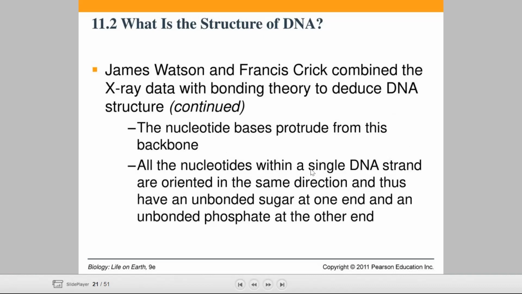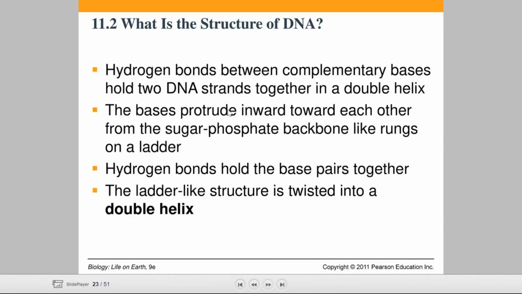All the nucleotides within a single DNA strand are oriented in the same direction and thus have an unbonded sugar at one end and an unbonded phosphate at the other end. The hydrogen bonds between complementary bases hold the two DNA strands together in a double helix. The bases protrude inward toward each other from the sugar-phosphate backbone like rungs on a ladder. So the rungs of the ladder are the nitrogenous bases, and the hydrogen bonds hold these base pairs together. The ladder-like structure is twisted into a double helix.